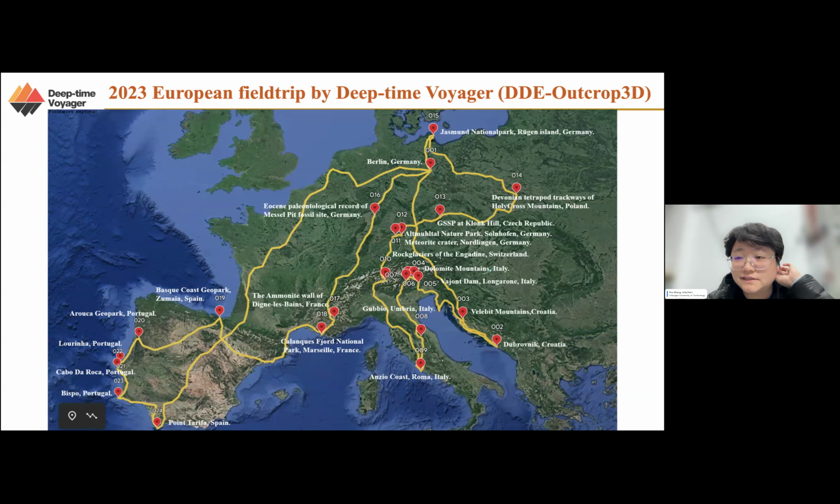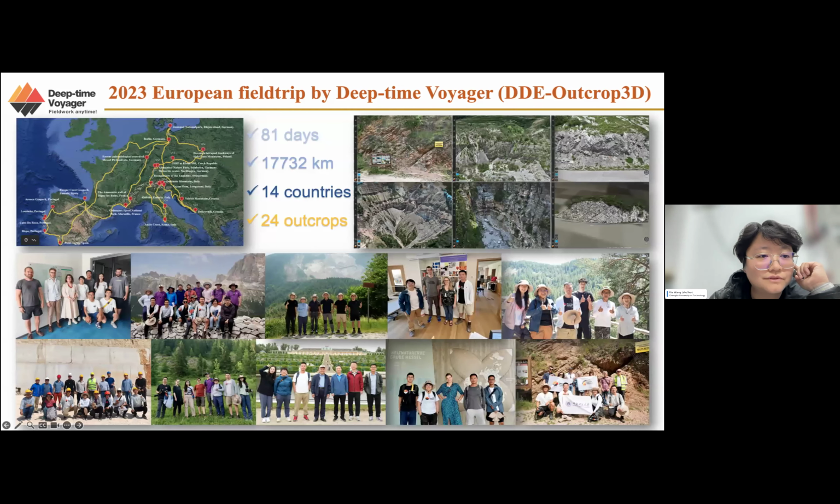But in the end, this is what we had for this trip. So we basically just had 5 people together. This is our group, and we have 5 people together. We rented a van and we drove 81 days around Europe and across 14 countries, collected 24 outcrop models.